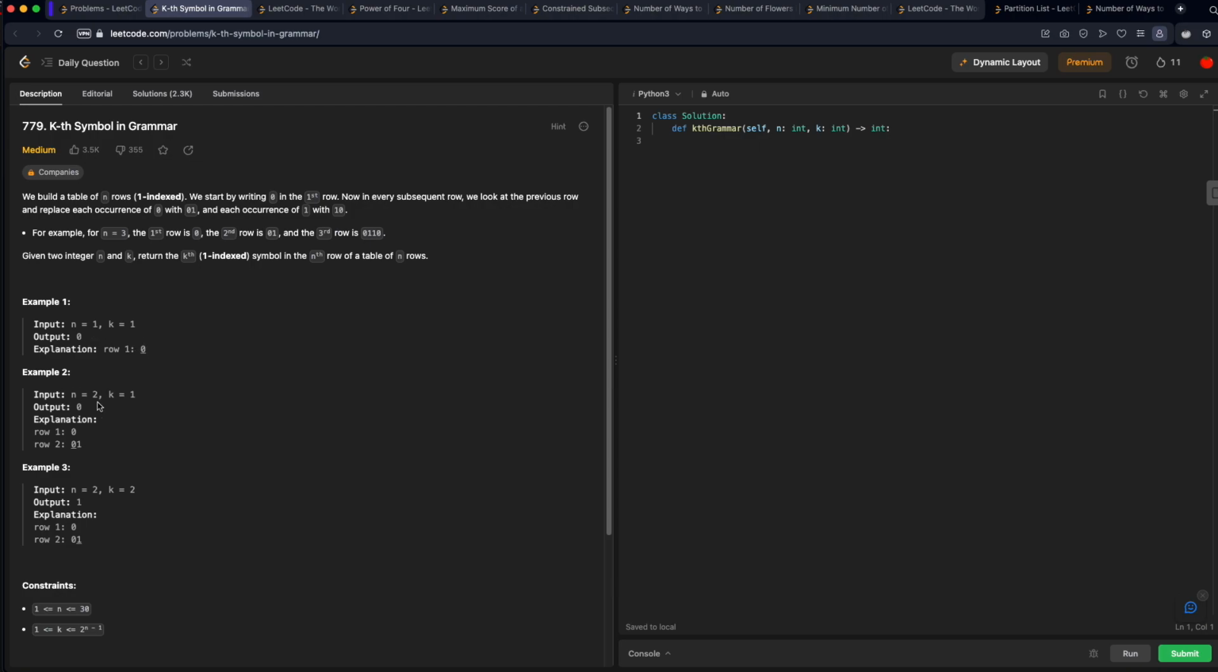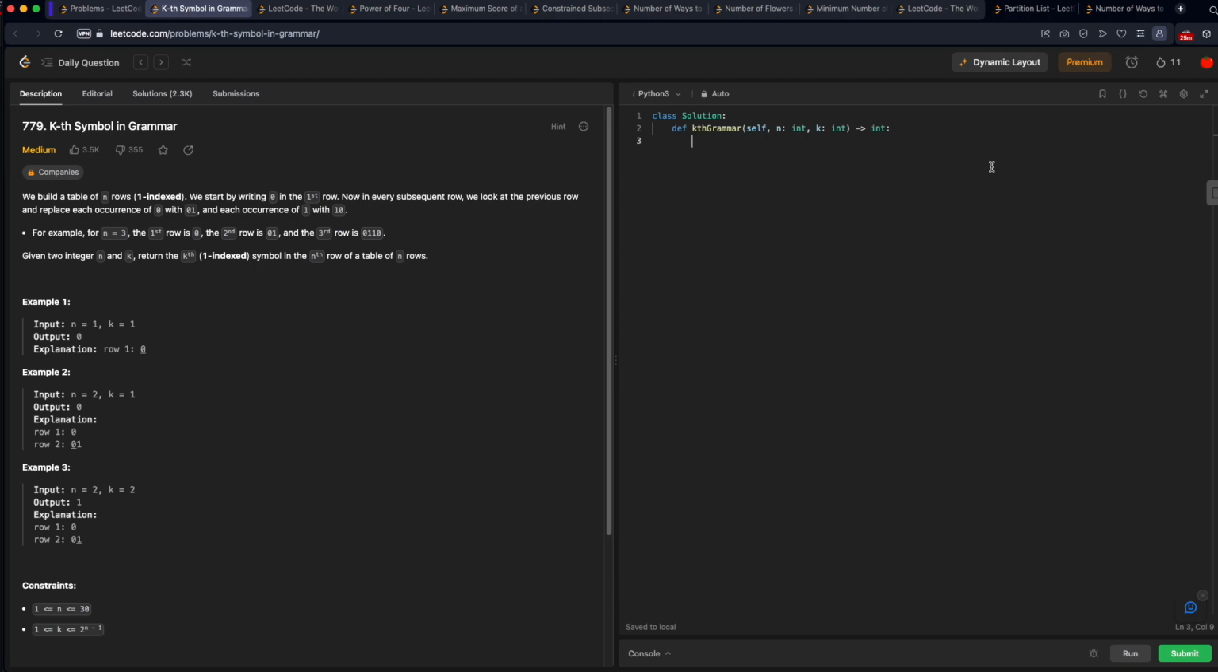All right, n is 2, k is 1. Well, the second row, as we saw up here, it's going to be 0, 1, so we return 0, because it's one indexed based. And then finally, n is 2, k is 2. So with n being 2, again, it's 0, 1 for our row, but k is 2, so that's 1, 2, and we return 1. All right, so let's put 25 minutes on the Pomodoro timer and we will get started.